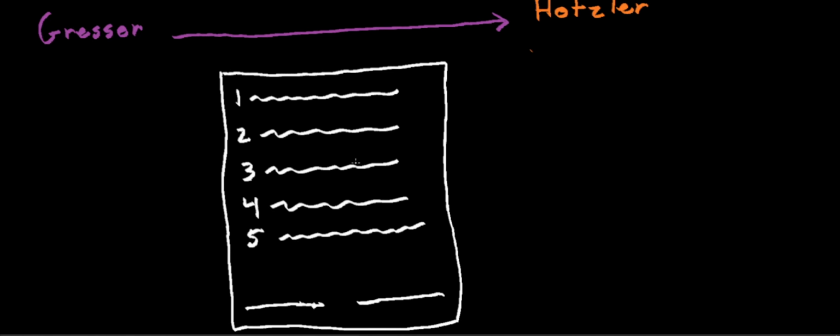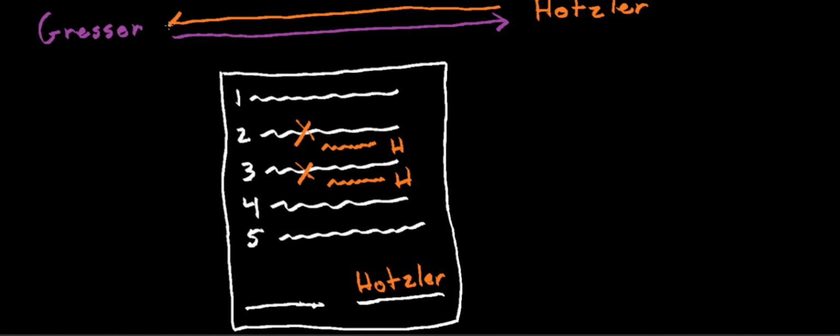And Hoztler ends up reviewing the contract, and he makes a couple changes to some of the provisions. And on each provision, he initials the change. And then at the bottom, he signs it. And then he sends it back for Gresser to review the changes. And so Gresser reviews the changes. He is in agreement with all of the changes that Hoztler makes.